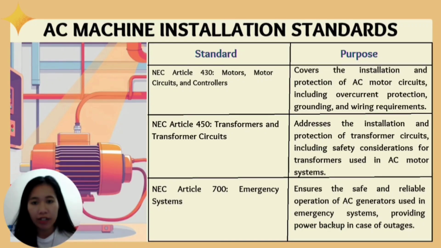Instead of a DC machine, in the NEC we have an AC machine installation standard, which is NEC Article 430, about motor circuits and controllers. The purpose is to cover the installation and protection of AC motor circuits, including overcurrent protection, grounding, and wiring requirements.